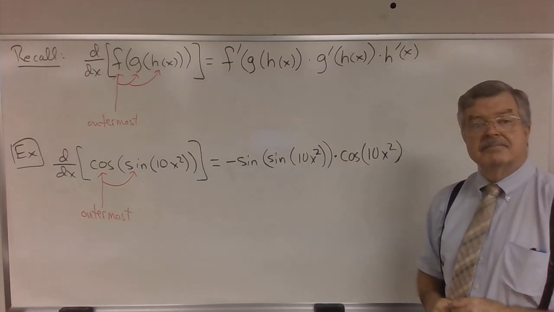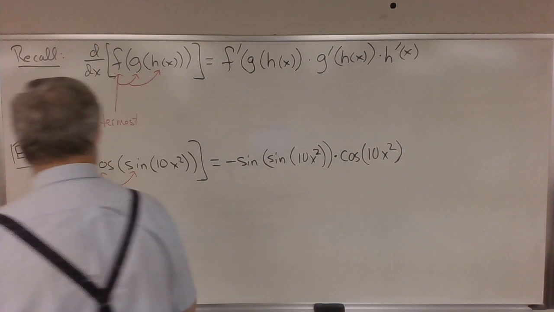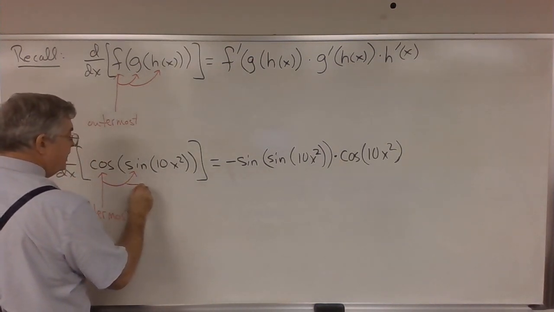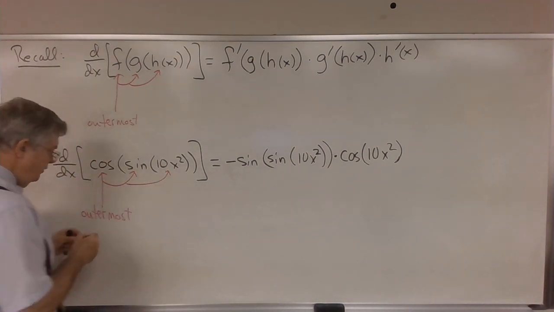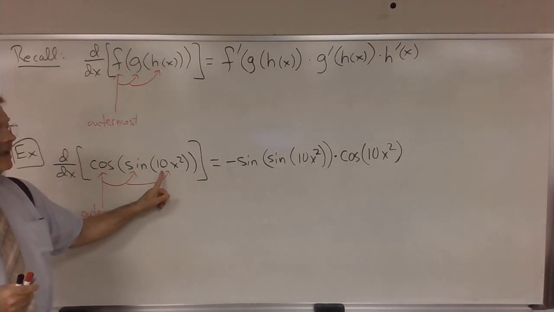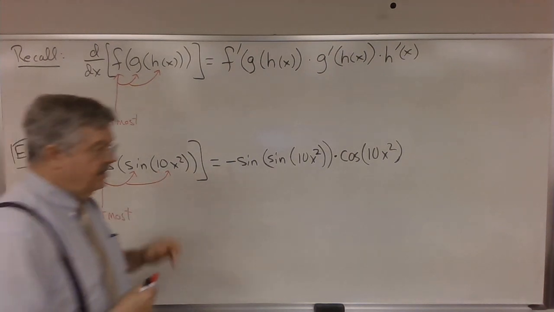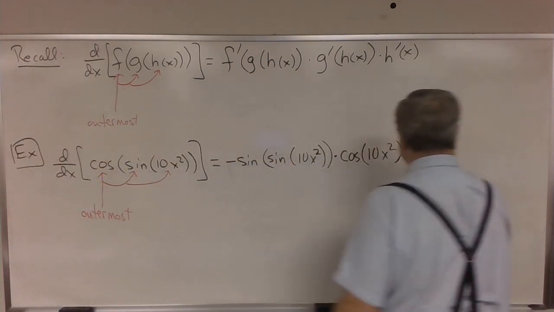Now are we done? No. We have to keep going until we get to the innermost function and we compute the derivative of that. So we're at the innermost function now. We multiply by the derivative of this thing, 20x.